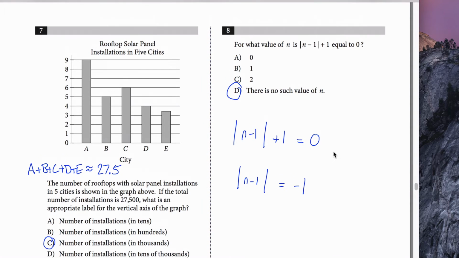I suppose you could prove that to yourself. You could try taking a 0 and plugging that in for n. 0 minus 1 is -1. The absolute value of -1 is +1. 1 plus 1 does not equal 0. You could do that for the rest of these answers, and you'd see that none of them work. Or you could solve it this way and realize immediately that there's no such value.